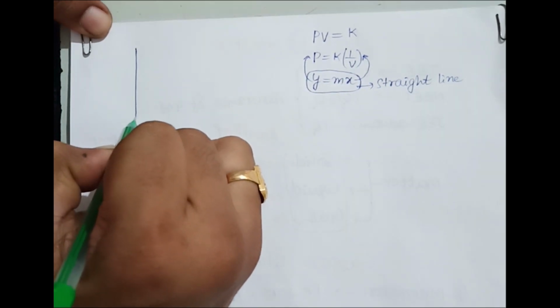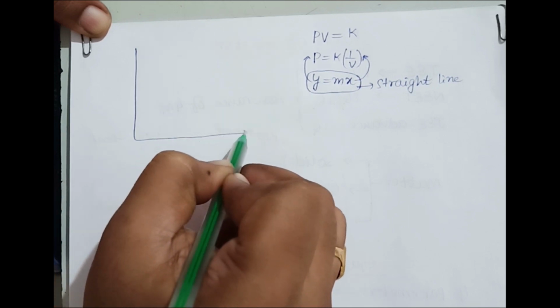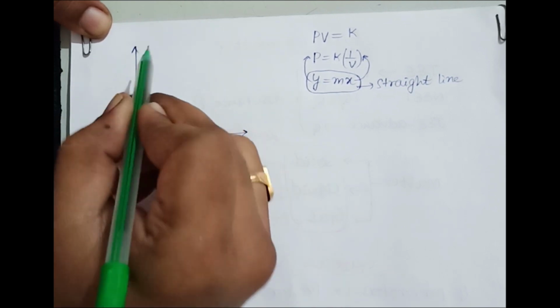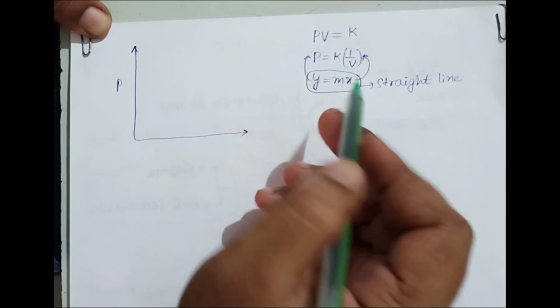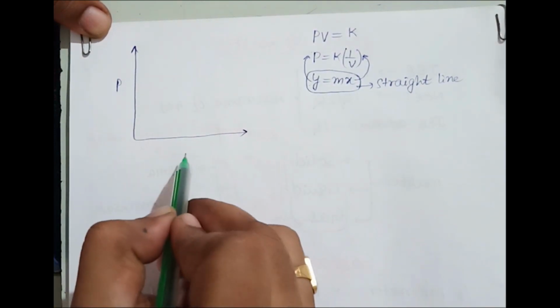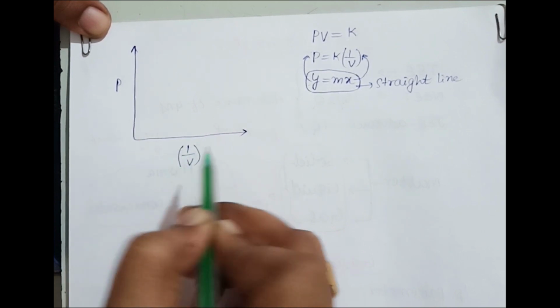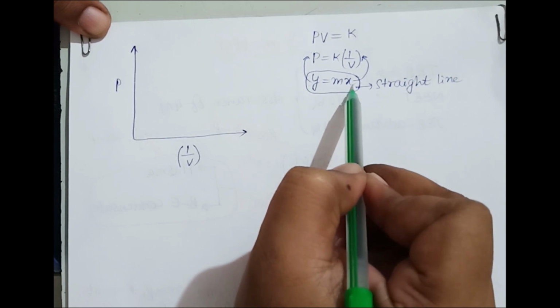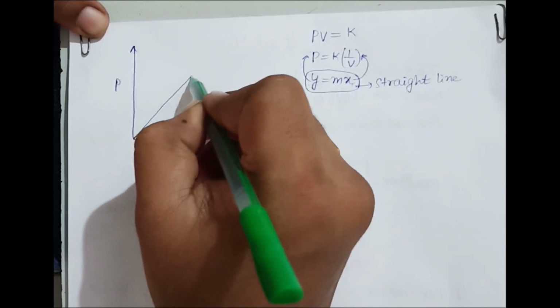We are going to draw a graph of pressure versus 1 by volume. So on the y-axis, what should we take? Pressure. On the x-axis, last time we took only volume. This time we are going to take 1 by V. Now y is equal to mx. It's a straight line graph passing through the origin. So the graph will come like this.